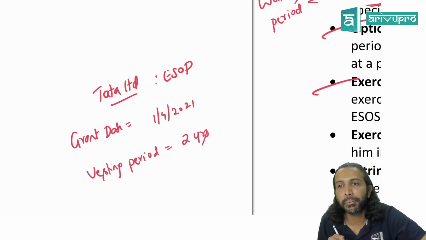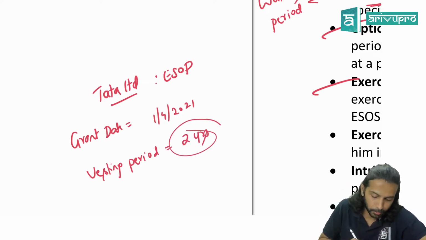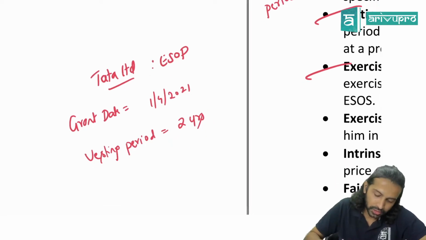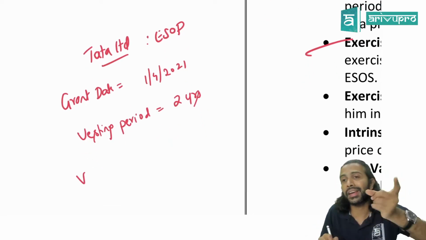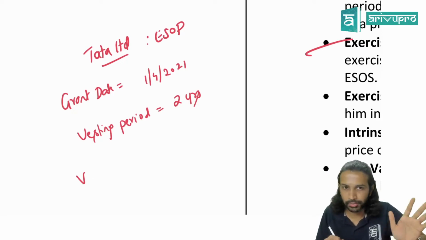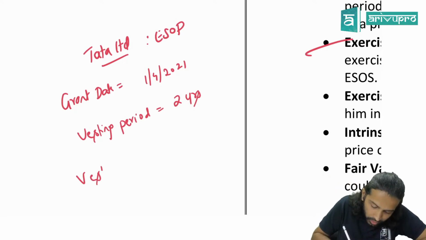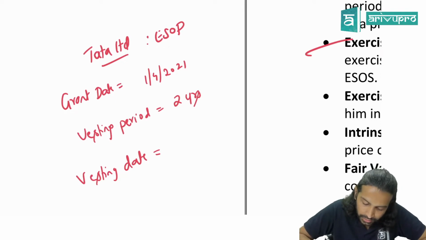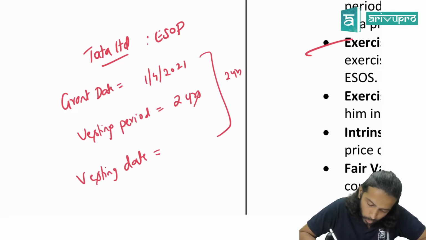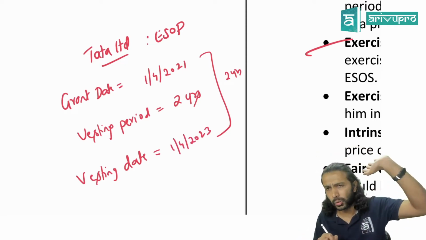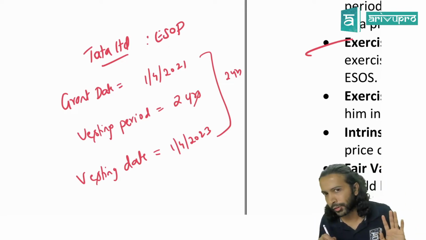What does vesting period mean? Waiting period. That means employees have to wait for 2 years. Can you tell me when they are eligible to buy the shares? After 2 years. That date we call the vesting date. Can you tell me what the vesting date is? Can you calculate 2 years from this date? 2 years from this date will be 1/4/2023 or 31st March 2023. Are we fine with this so far?